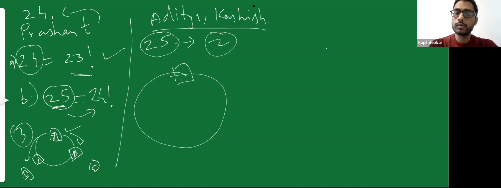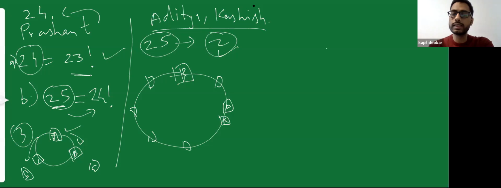We need to fix one position. So we are going to fix the host Prashant over here. And what we need is, we need Aditya and Kashish to sit next to each other. The other places can be arranged in any other way. So now, this question belongs to which category?